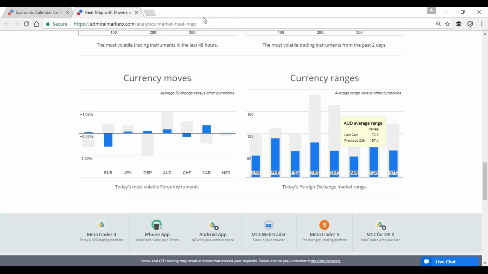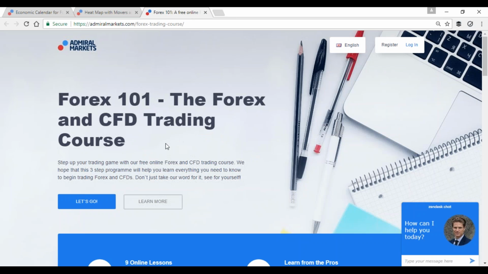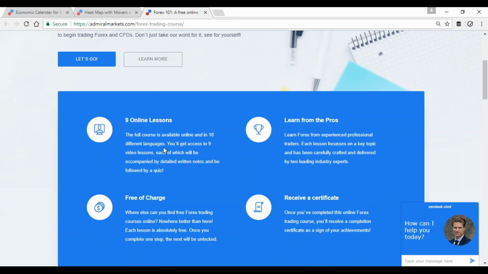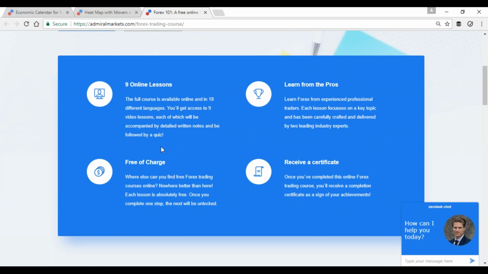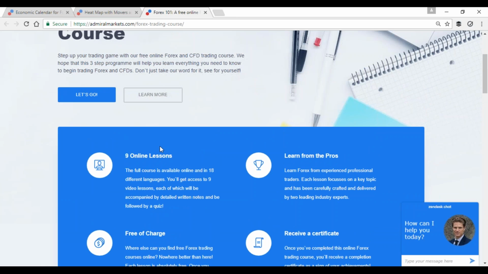And last but not least, and then we really look at the charts, I don't want to look at these tools too much, but I just wanted to share that with you.